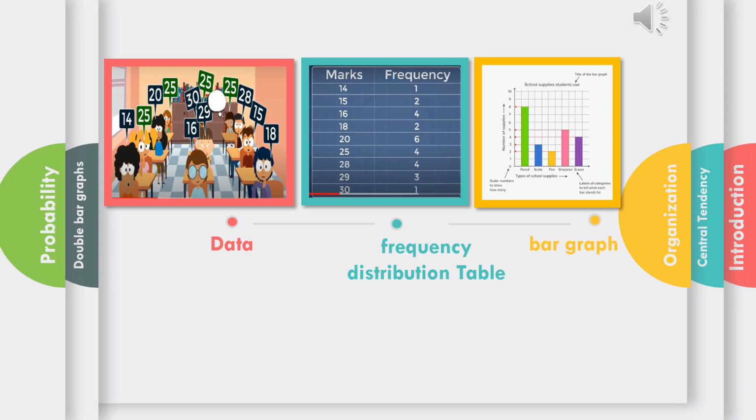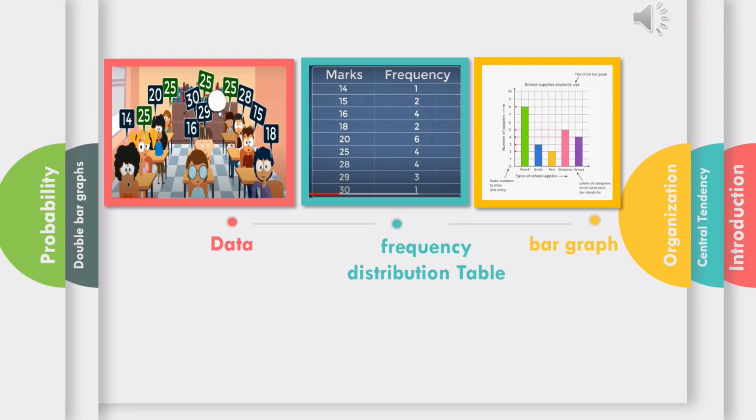So we can see here that some students are holding a few numbers in their hands. These kinds of observations which are recorded are in the form of raw data. When the data is organized, we organize them with the help of tally marks. The number of times a particular observation occurs is called frequency, and we represent a frequency distribution table with the help of tally marks.